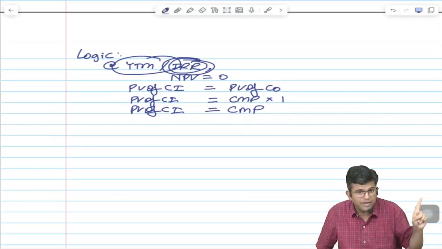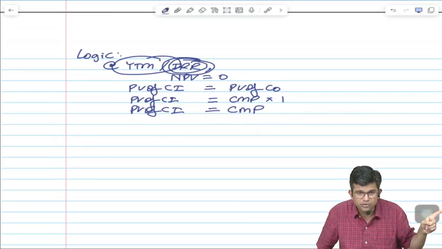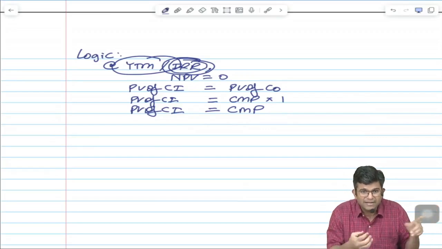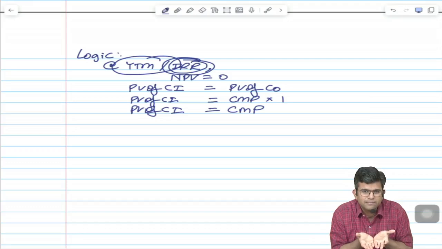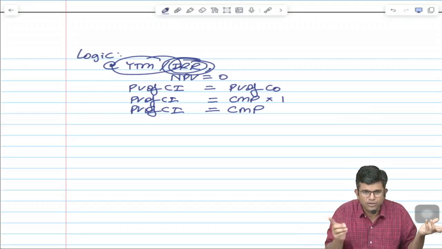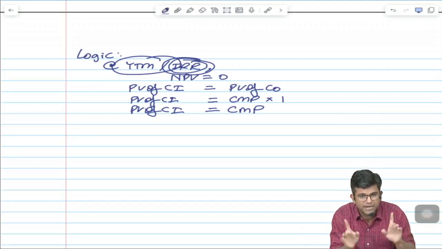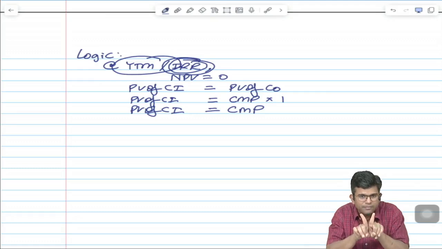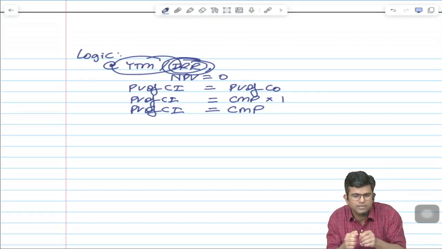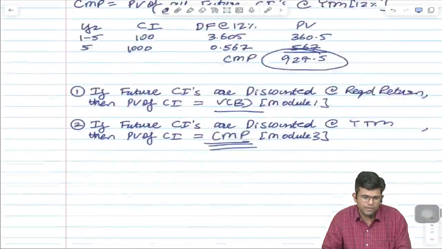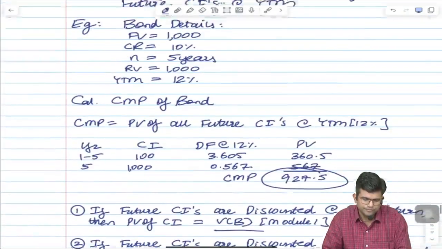But when those same future cash flows are discounted not at the rate IRR but at the rate required return, then NPV can either be positive or negative. Do you understand? Then the PV of CI is not CMP, it is the theoretical valuation. Required return. Everyone clear, no? But actual return, if you are discounting, then you get CMP. That is the whole point. All done? Clear?